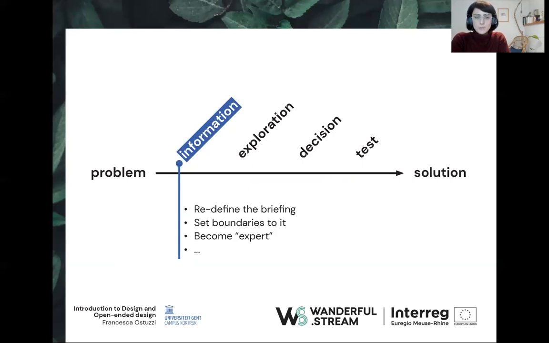We need it because we need to redefine the briefing. We need to better understand what is exactly desired by my partners, by my stakeholders. And of course, it's also important to put some boundaries. So for example, you might say, okay, I can do this, but I cannot do that. So it's very important at the starting phase of each design process to somehow agree on what is possible to be done and what are the boundaries and also the deliverables. Of course, this phase also helps you to know better about the context you're going to study and design for.